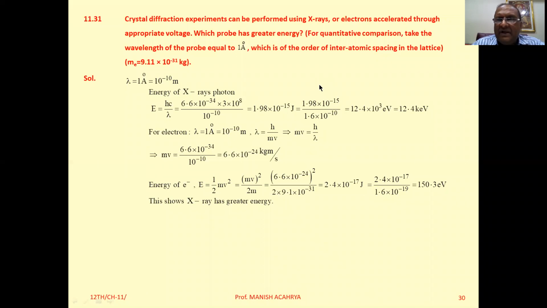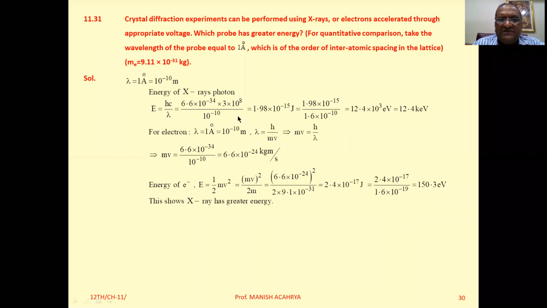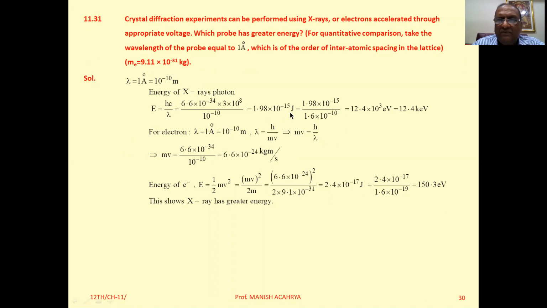Now, lambda, that is 1 angstrom, means 10 raised to minus 10 meter. So, energy of X-ray photons, that is E equal to hc upon lambda. Substitute the value of h, c and lambda, then solve it. You will get energy in terms of joule. Then divide it by 1.6 into 10 raised to minus 19.